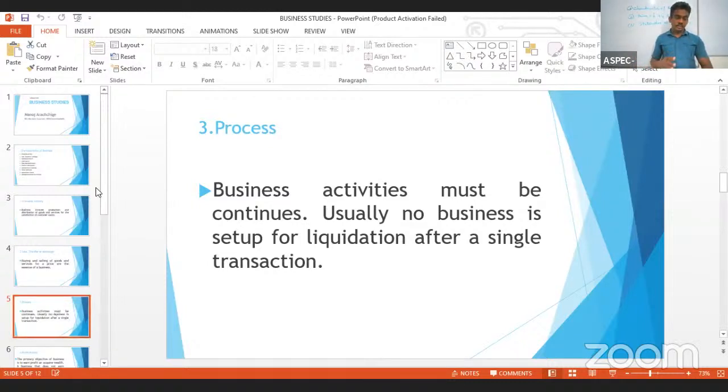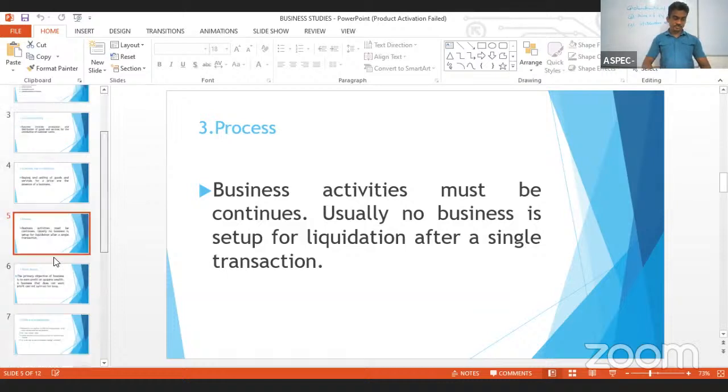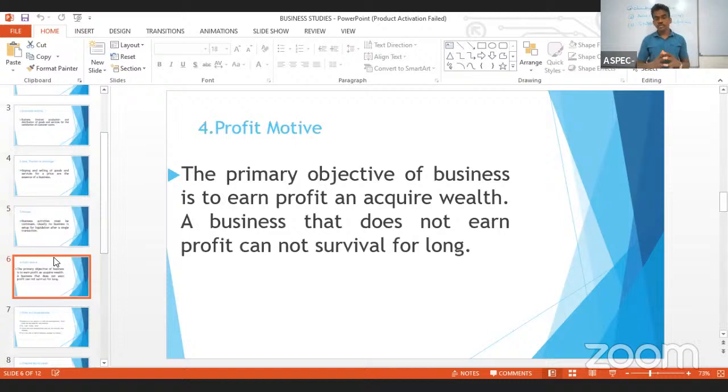Then we move to the next one, profit motive, right? The aim of the business is earning profit. The primary objective of the business is to earn profit and also acquire adequate wealth, right? A business that does not earn profit cannot survive for a long period, right? Business has to earn profit to continue running the business. Therefore, profit motive is the main characteristic of the business, right?